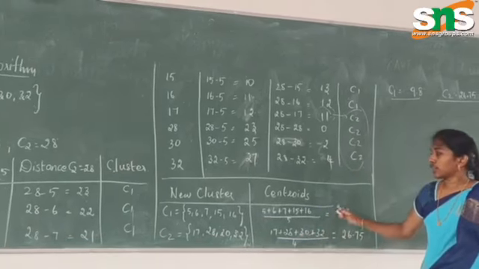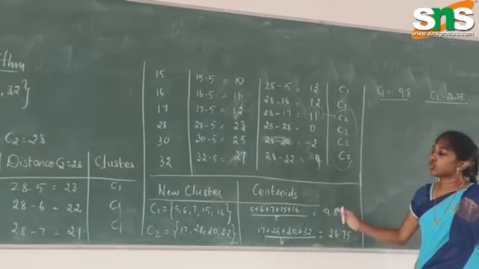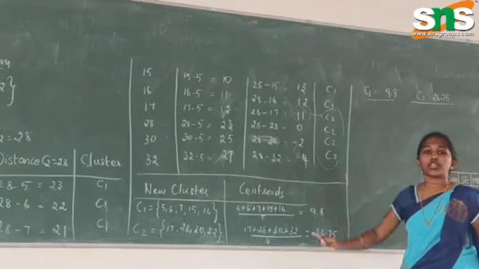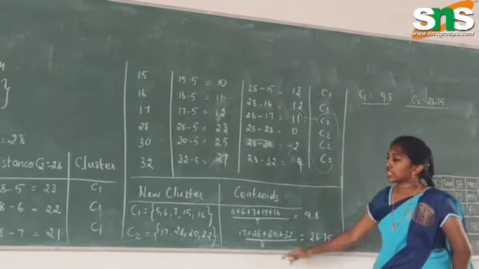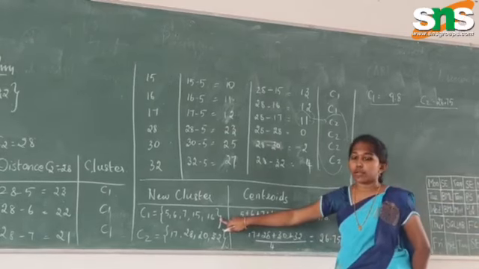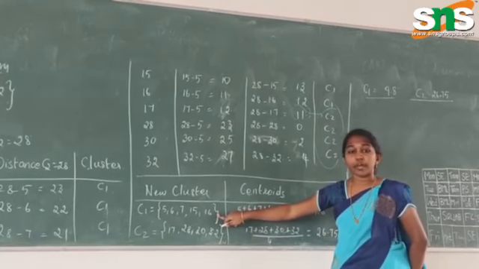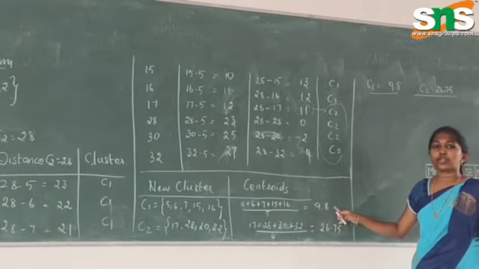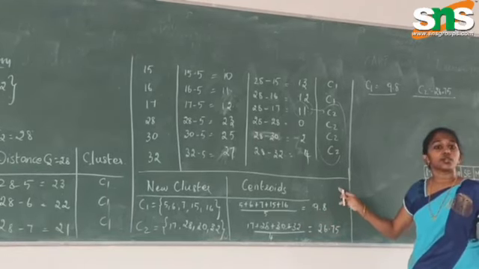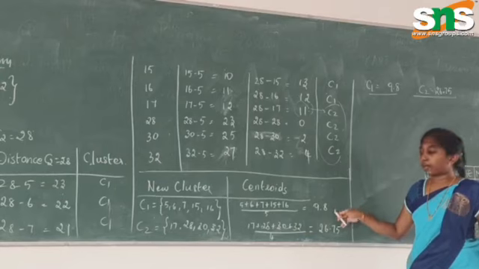Next we are going to find the centroids for these clusters. For calculating centroids we find the average of each cluster. In cluster C1 there are 5 points, so I add all those 5 points and divide by 5. While dividing I get an answer of 9.2. This is the new centroid, that is the new C1 value, which will be 9.8.